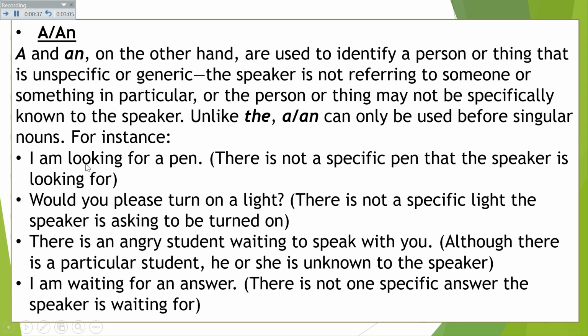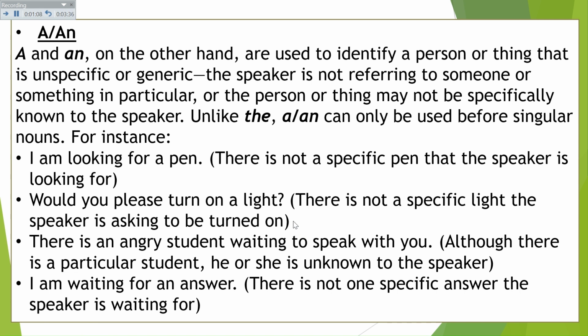For instance, I'm looking for a pen. So pen is singular. There is not a specific pen that the speaker is looking for. He's just looking for a pen. It does not matter which type of pen it is. If he says the here, that means a specific pen. Okay, would you please turn on a light? So there is not a specific light the speaker is asking to be turned on. It could be any light, right? It could be the light next to our bed. It could be the light in the room, it could be any light, right?